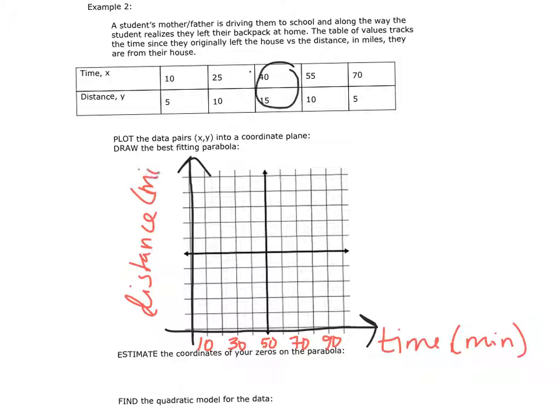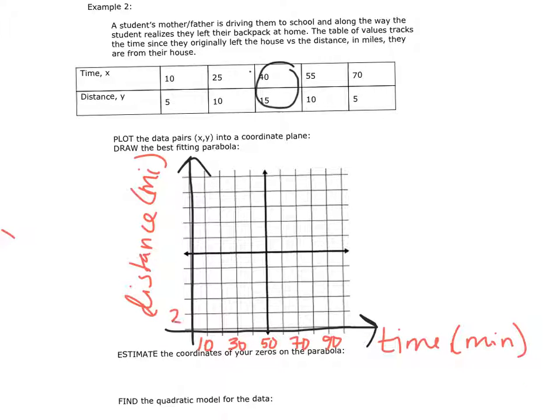Distance in miles. Beautiful. All right, and then what's my biggest y value? 15. So what should I count by? 1. 5. Let's see. If I count by ones, do I have enough? No. 5. So let's count by twos.